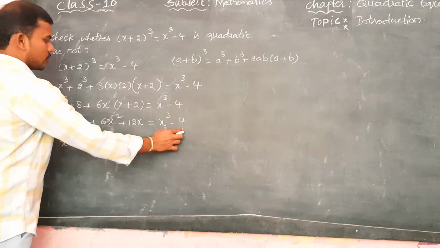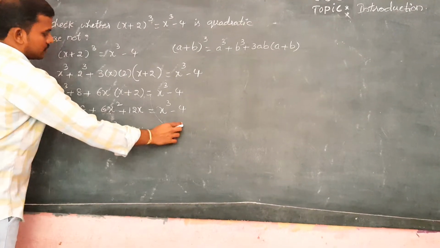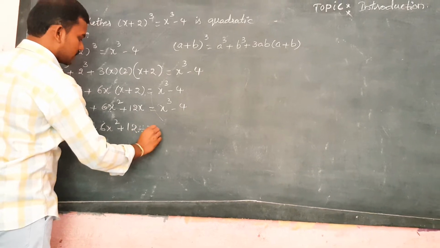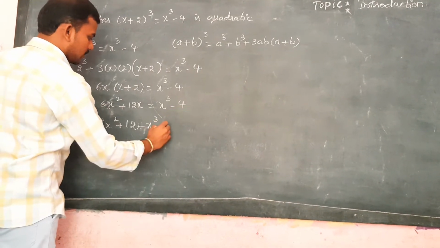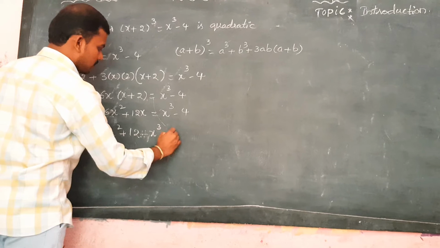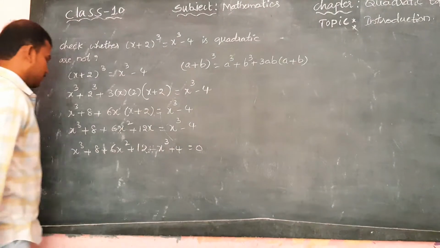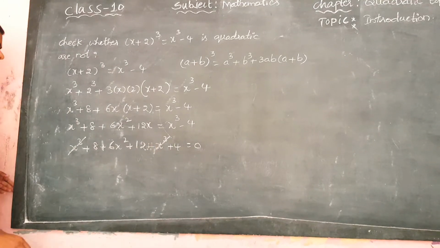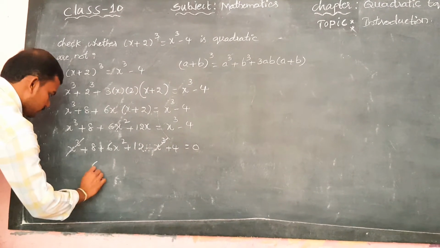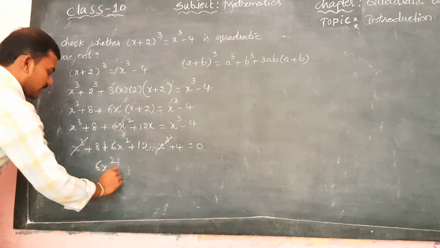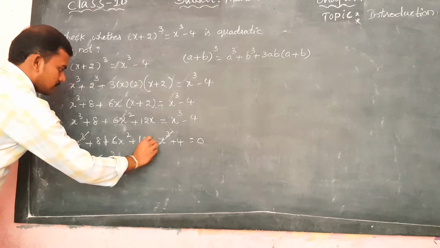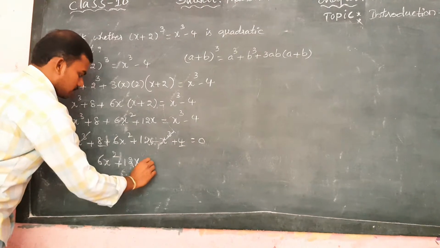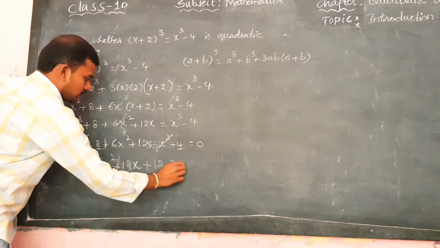Here we send x cube minus 4 to the LHS. So plus x cube becomes minus x cube, and minus 4 becomes plus 4, that is equal to 0. Here x cube minus x cube gets cancelled. So the remaining is 6x square plus 12x plus 8 plus 4 is equal to 0.